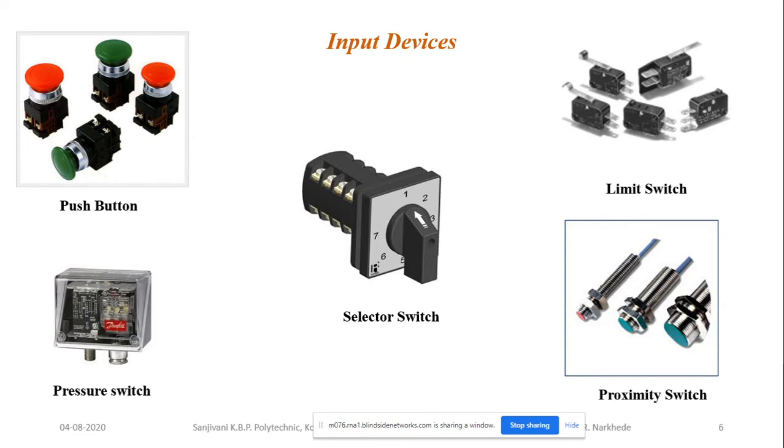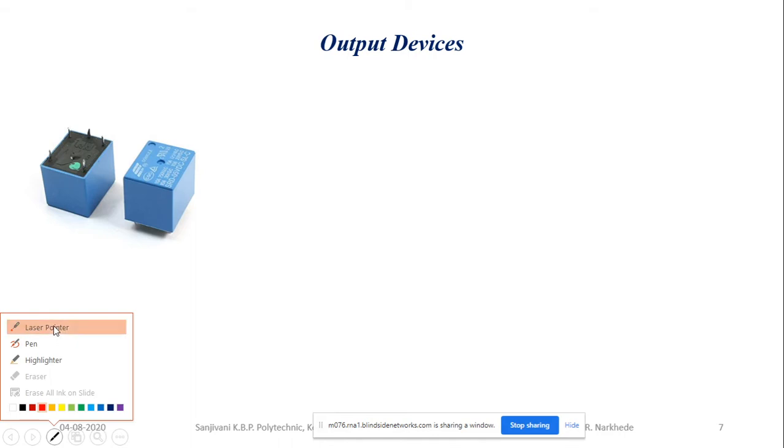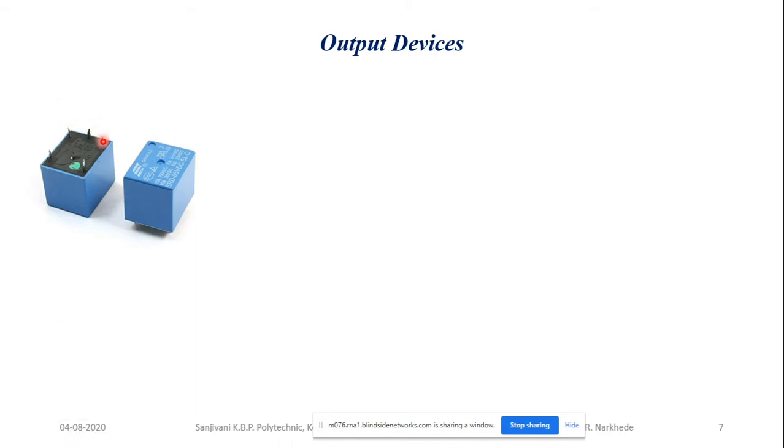Now today we will focus on output devices. The most commonly used output device in industrial automation is the relay. If you have seen, the relay has 5 terminals: 1 2 3 4 5. These relays can be used for low power applications. Say my PLC or my controller works on a 5 volt DC supply, so the output of the controller is basically a 5 volt DC supply.